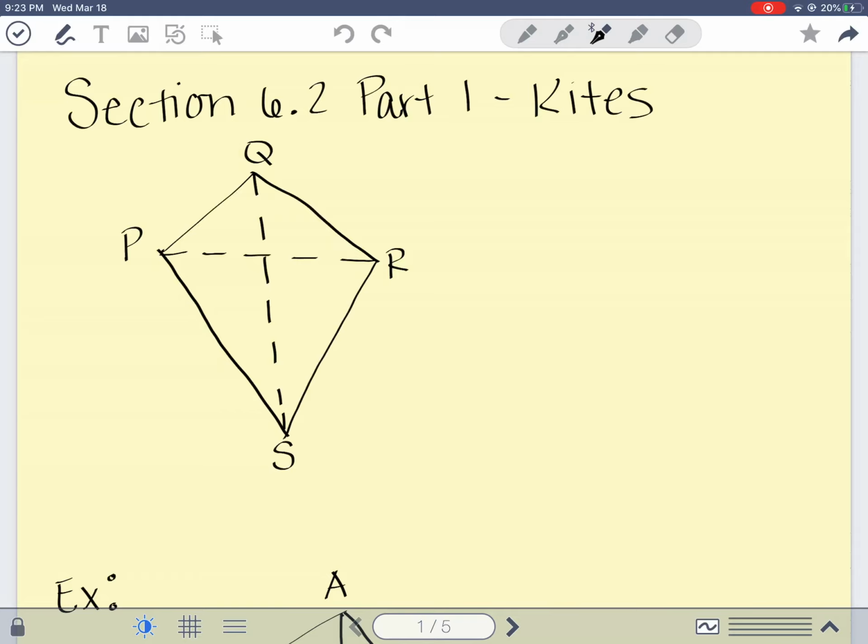So we are going to continue on to section 6.2 part 1 about kites. Mr. Price gave you 2 worksheets before we had these nice long 2 weeks off leading into spring break. One of them should be on kites. If you do not have it, I will be uploading it to Google Classroom. The other one will be on trapezoids, which is the second half of section 6.2, which we will do tomorrow.